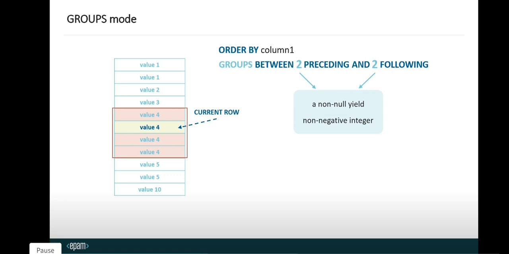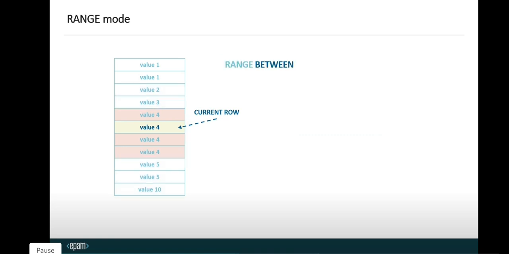In this example, the current row has several related rows, so the beginning of the frame will be in the row with value 2, and the end will be in the row with value 10. In range mode, the offset specifies the maximum difference between the value of this column in the current row and the preceding rows, and the value of the current row and the succeeding rows of the frame.